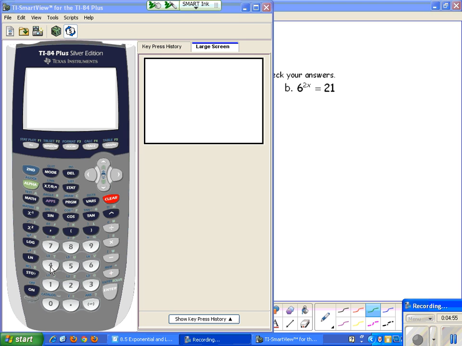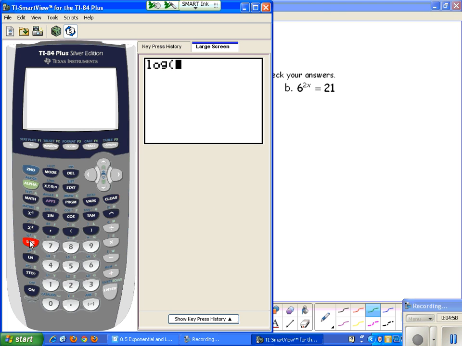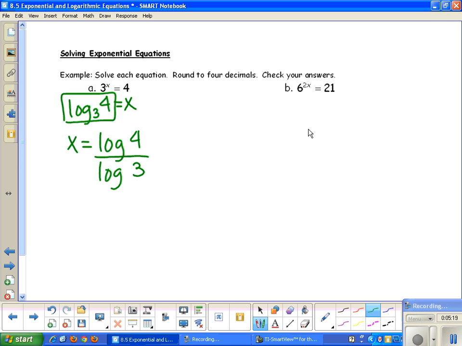So if we plug this into our calculator, we can just do the log of 4, and don't forget to close those parentheses, divided by the log of 3, and we're going to round our answer to 4 decimal places. So that means that 1.26185 is going to round up to 9, so that's going to be our solution. So x would be equal to 1.2619.